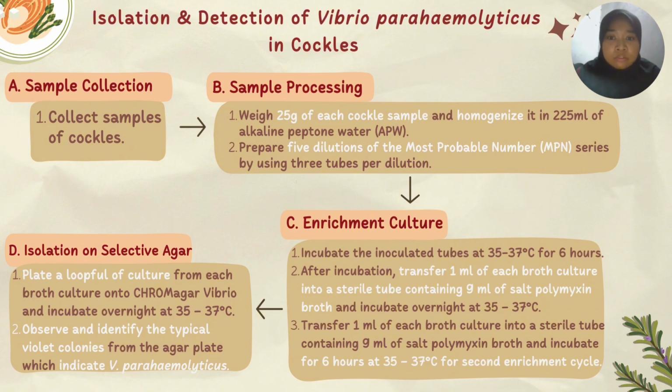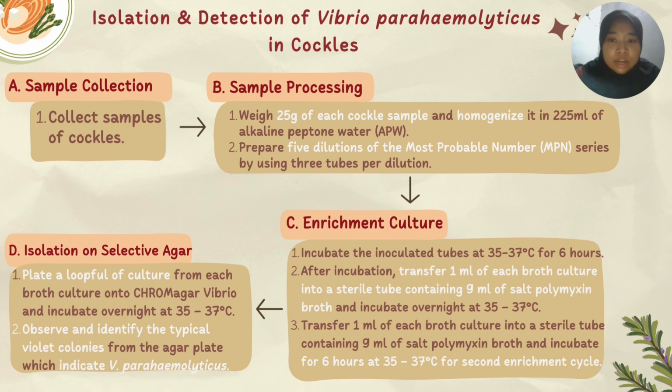Then, we will conduct the enrichment culture by transferring 1 ml of each broth culture into a sterile tube containing 9 ml of salt polymyxin broth and incubate overnight at 35 to 37 Celsius. The purpose of using salt polymyxin broth is that it can selectively enhance the growth of Vibrio Parahaemolyticus while suppressing unwanted microbes. It also further enriches the culture by providing conditions that favor the growth of Vibrio Parahaemolyticus, which makes it more effective to isolate.